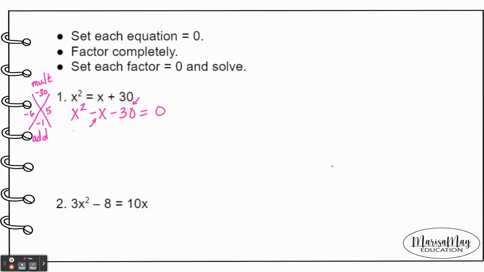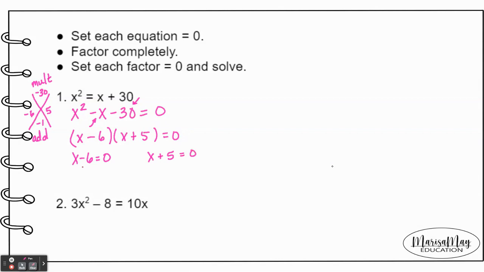So what do we do with those two numbers? Well, we put them in parentheses with an x. So x minus 6 and x plus 5. Now, in order to solve, once we have it factored, we set each of the parentheses equal to 0. And then we solve those equations.